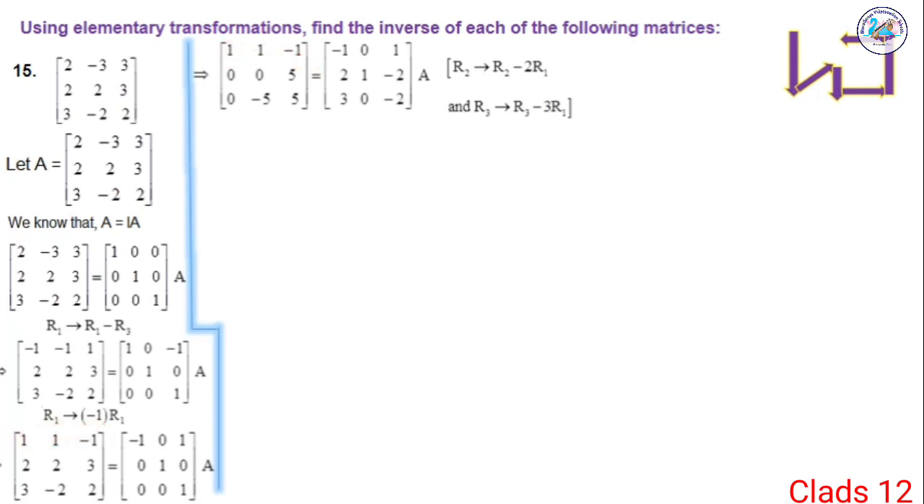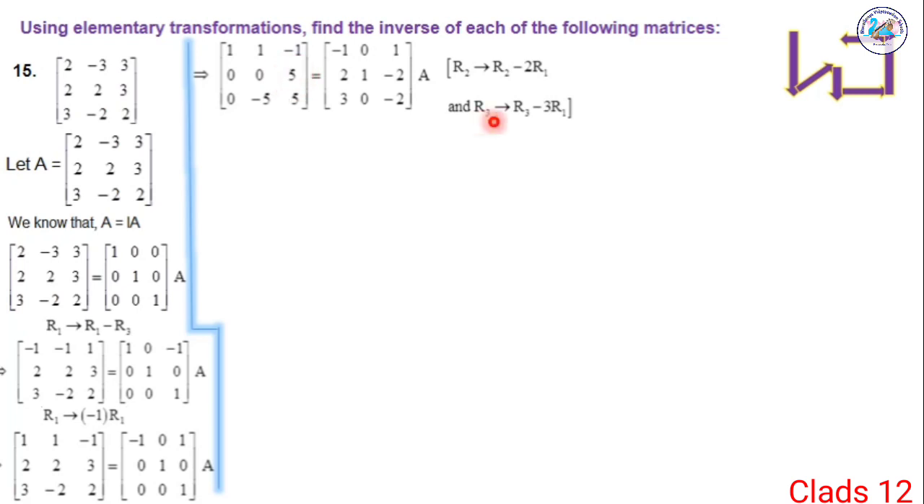1, 1, minus 1. It just copies the same numbers. And next is R2 minus 2R1. That is 2 minus 2 into 1. 2 minus 2 into 1 is 0. Next is 2 minus 2 into 1, that is equal to again 0. 3 minus 2 into minus 1, that is plus 2, that is 3 plus 2, that is equal to 5.